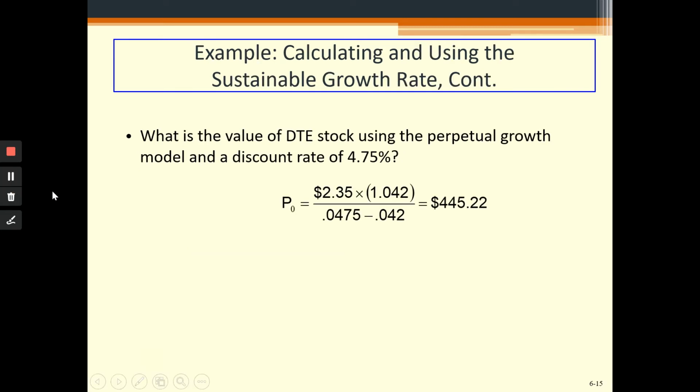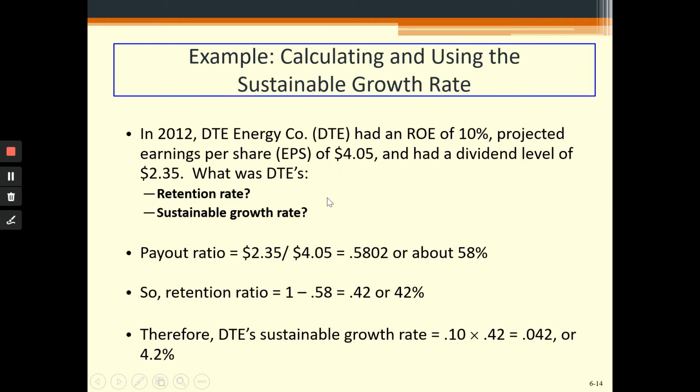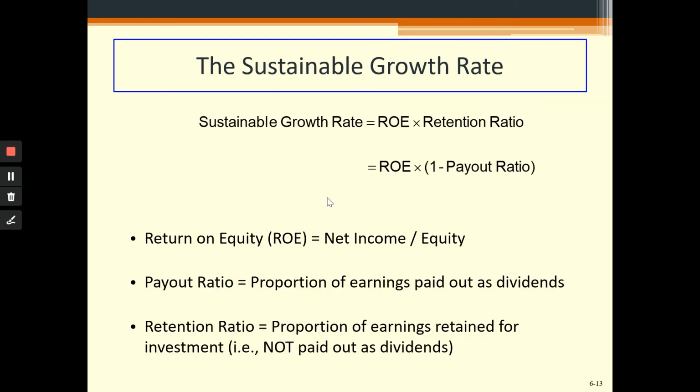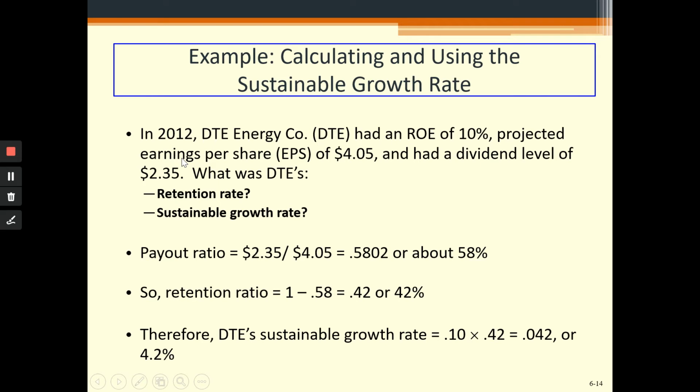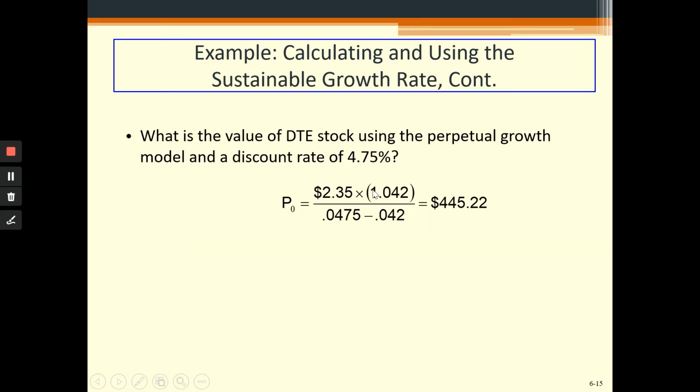So for the DTE, using the same data where the dividend was 2.35, you can see that over here, 2.35 multiplied by 1 plus the perpetual growth rate, which this time we found with the sustainable growth approach by multiplying return on equity with the retention ratio, divided by the required rate of return minus again the sustainable growth rate. The price of the share turned out to be 445.2.